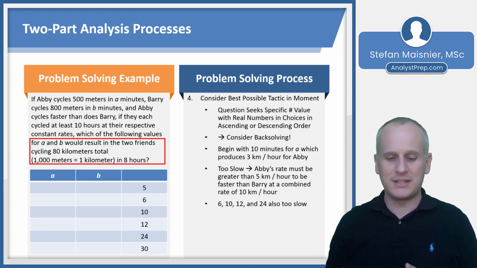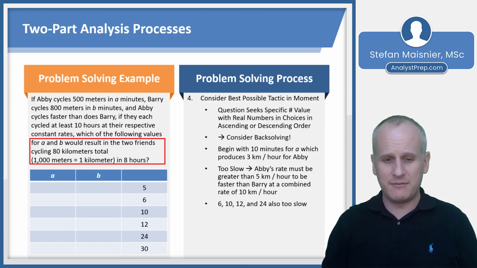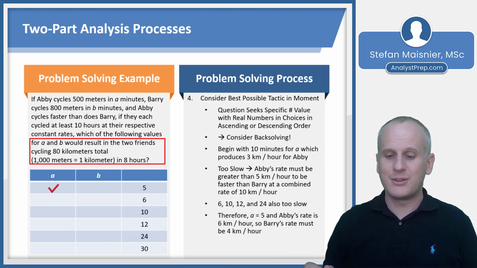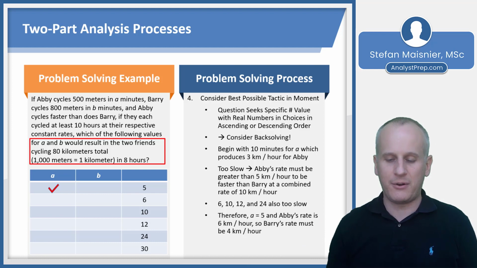And she also can't go 6, 12, 24, or 30 as well because those are all going to be too slow. Because even if she goes 6 minutes for 500 meters, that's going to be 12 minutes for 1,000 meters, which means that she goes 1 kilometer every 12 minutes, which would be 5 kilometers in 60 minutes or in 1 hour. So 5 kilometers per hour does not allow her to go fastest. So that means that A has to be 5 and Abby's rate has to be 6 kilometers per hour. And that means that Barry's rate is going to have to be 4 kilometers per hour.